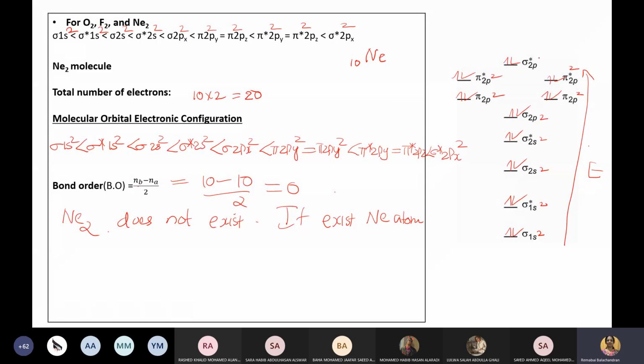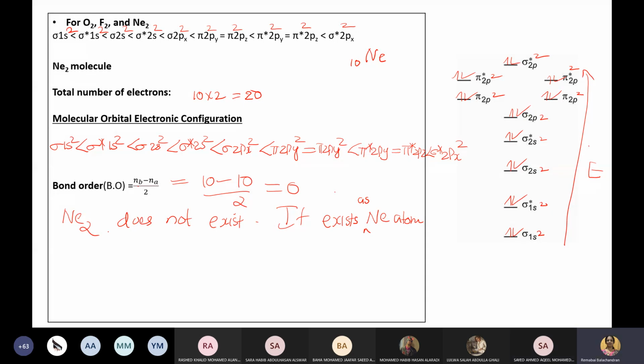Bonding 10, anti-bonding also 10. So bond order is 0. So what does it mean? It does not exist. It says Ne2 does not exist. It exists as just Ne.